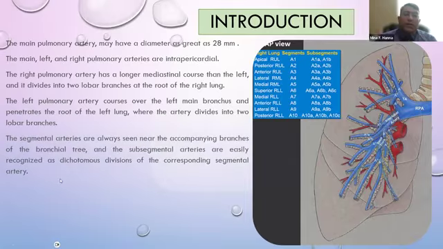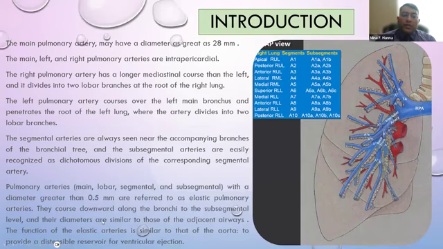The segmental arteries are always seen near the accompanying branches of the bronchial tree, and the subsegmental arteries are easily recognized as dichotomous division of the corresponding segmental arteries. So dichotomous means two divisions. Each artery divides into two branches, those branches divide into two branches, and so on.